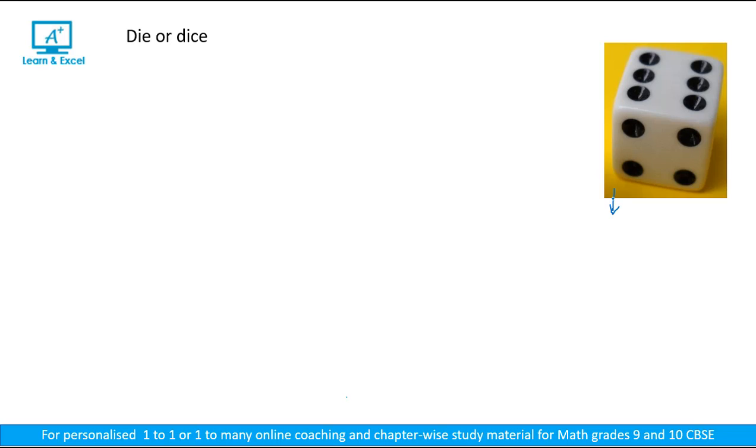Here we have a picture of a die. Now a die has 1, 2, 3, 4, 5, 6 marked on the 6 faces by using dots. When a die is rolled, the number appearing on the uppermost face is the outcome. Like for this die, 6 is the outcome. What are the total number of outcomes? The outcome can be 1, or 2, or 3, 4, 5, or 6. So we can say that the total number of outcomes is 6 when a single die is rolled.